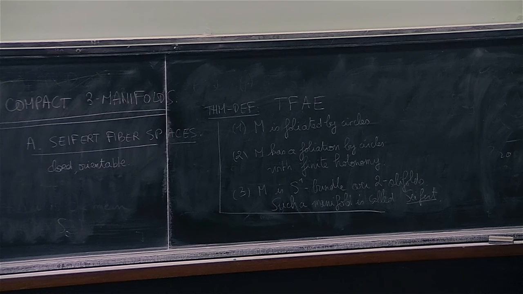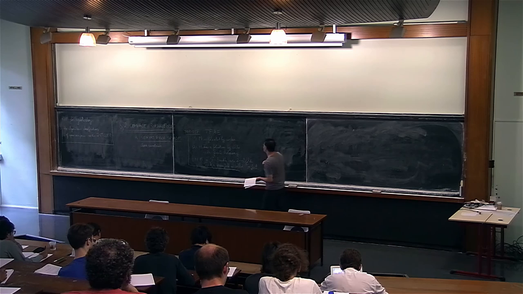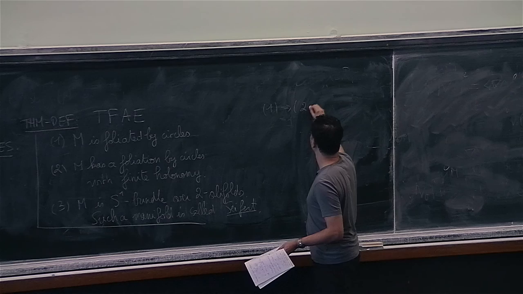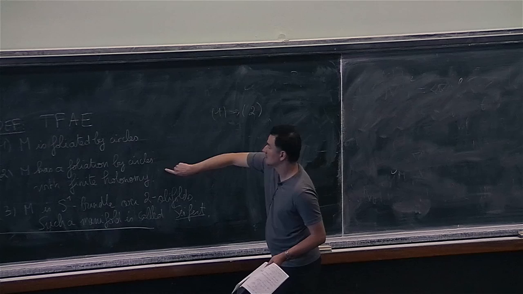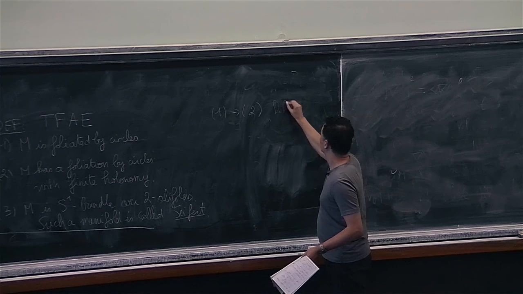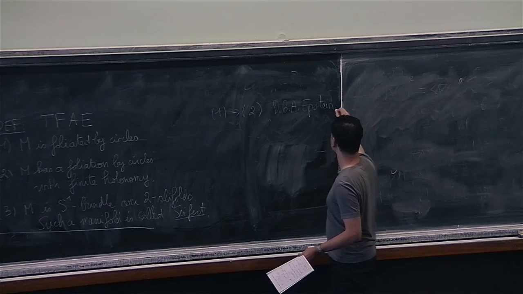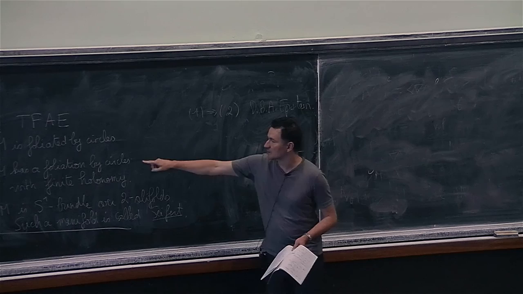So let me give some explanations. So first, the fact that one implies two, that is, any smooth foliation of a closed three-manifold where every leaf is a circle has to be of this special type. This is a difficult theorem by David Epstein. And it's not difficult to see that 2 and 3 are equivalent, and of course 2 implies 1.